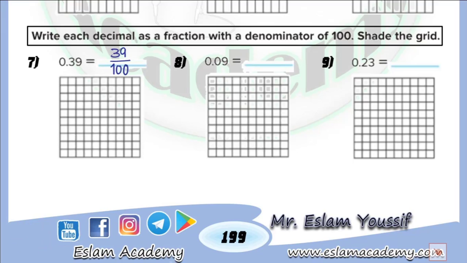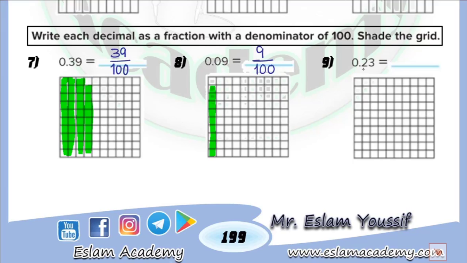To shade 39, we just shade 3 full columns and 9 small squares. In question number 8, we have 0.09. Just write the number which lies at the right. Because we have 2 digits, the denominator will be equal to 100. Now I will shade only 9 small squares.